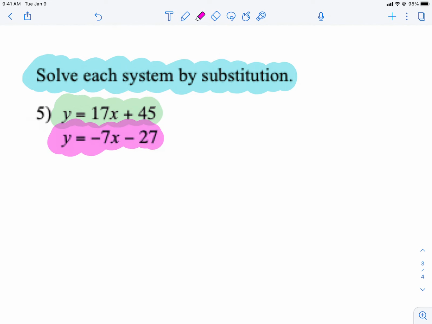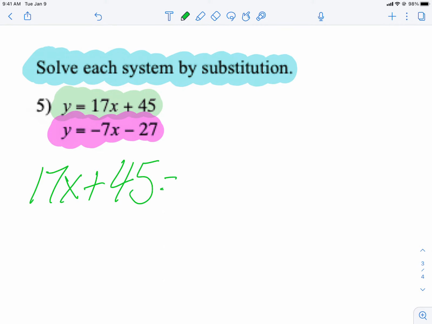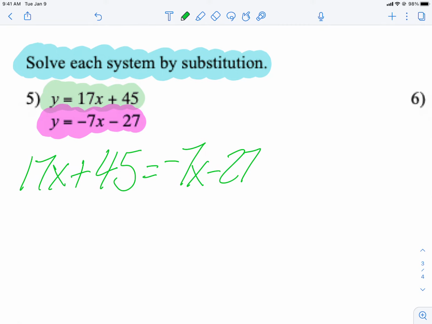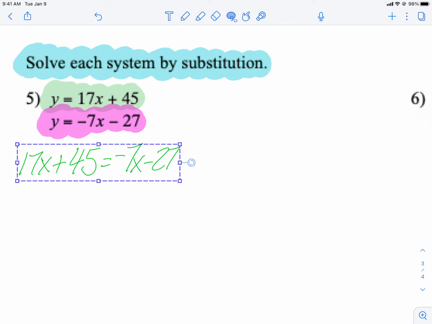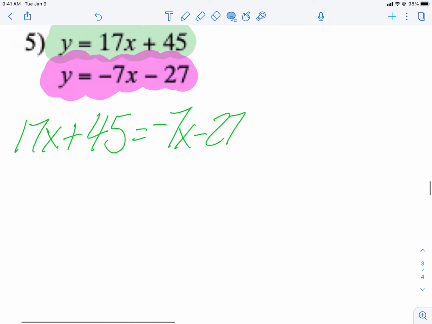So what I notice here is each one is y. y is equal to y, so that means that if the left is equal to the left, then the right is equal to the right. So what I can do is say 17x plus 45 is equal to negative 7x minus 27, just like that. Let me write this a little smaller so I have room. So that's what I noticed. They are equal to each other.